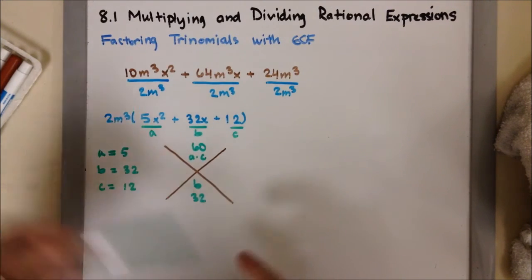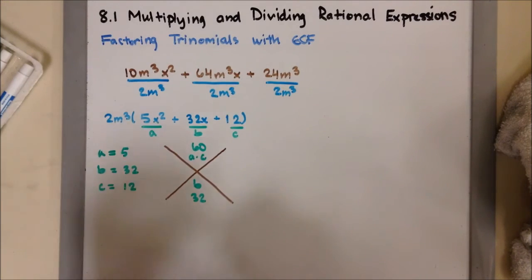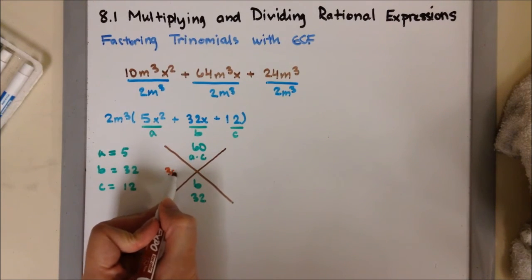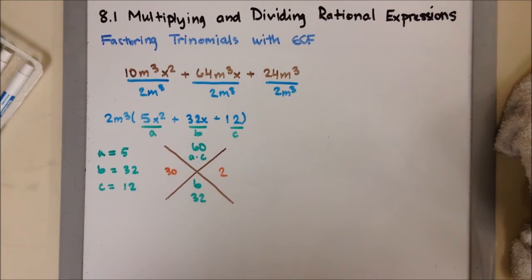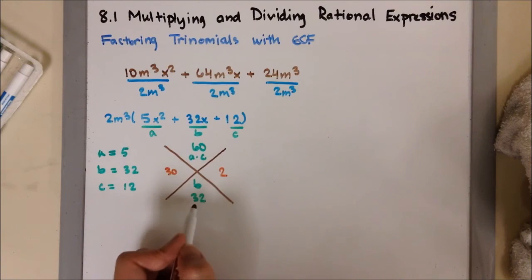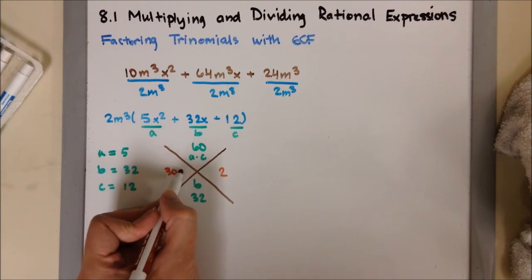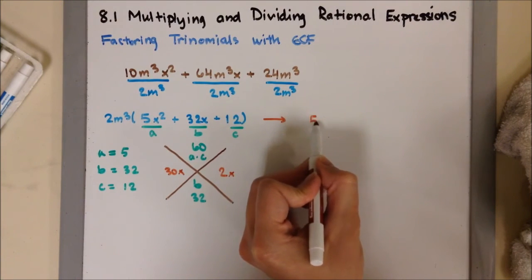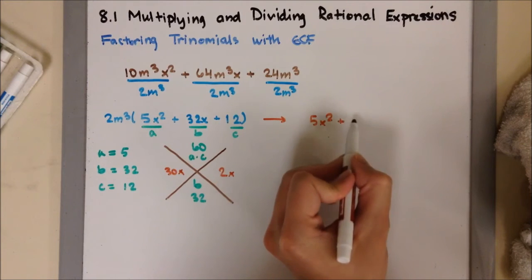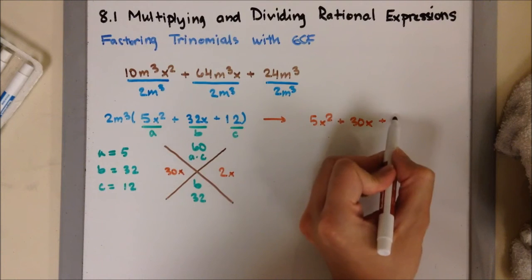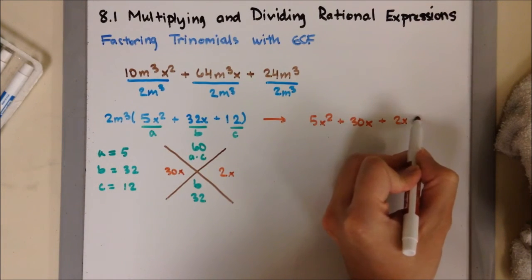So when you're trying to find two numbers that multiply into 60, and the sum and difference between those two factors is 32, the only pair of factors you could use is 30 and 2. So 30 times 2 is 60, and when you combine positive 30 with positive 2, you're going to get 32. So let me add in my x, and then let's set up our work. So 5x squared plus 30x, and then plus 2x plus 12.